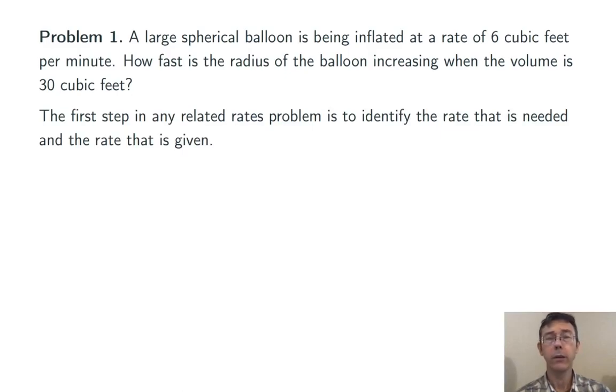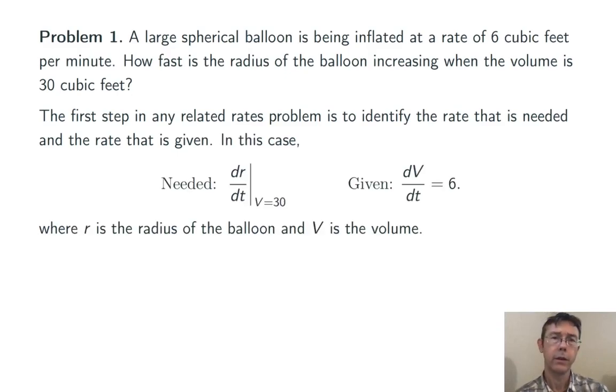Whenever you're doing a related rates problem, your first step should be to explicitly identify the rate that you're given and the rate that you need, and to write them down as derivatives. Here, we need the instantaneous rate of change of the radius with respect to time, so dr/dt, and we need it when the volume is 30. We're given the instantaneous rate of change of the volume, dV/dt. That's going to be 6 cubic feet per minute.